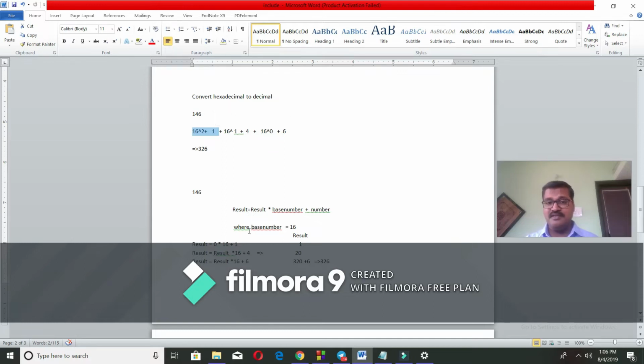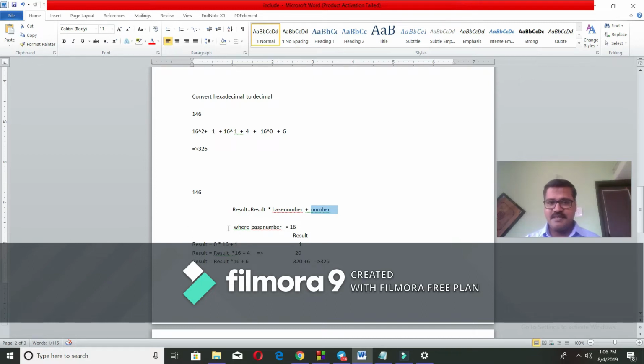Instead of going from the least significant digit, here we are going in the reverse way, from the most significant number. The formula I'm going to use is result equals result into base number plus number. The base number is the base you are converting from, like base 16 or base 17 or base 8 to decimal, and the number is the digit available, for example in 146, the number can be 1, 4, or 6.